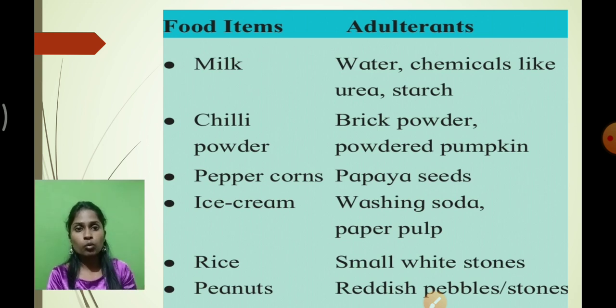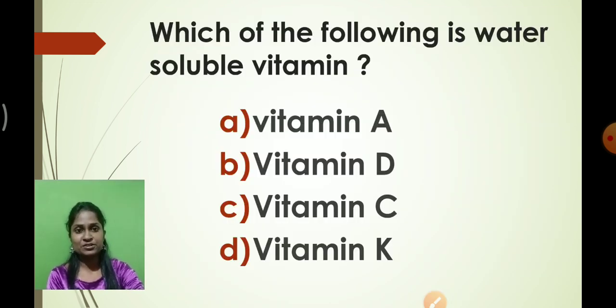So we have to avoid all types of adulterant, and while buying any type of food stuff, check for the adulterant and then only buy it. Otherwise we will suffer from lack of nutrition. It shouldn't happen. Okay, so let's see the question once again.